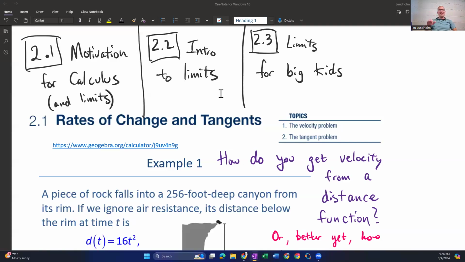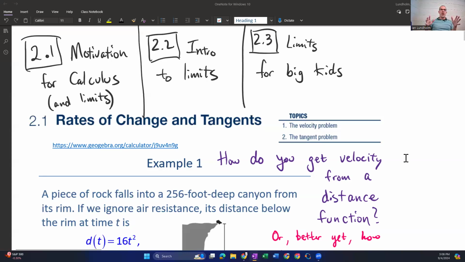2.3, I've labeled as limits for big kids. That one is just going to be the mathematical definition of limit using epsilon and delta. That's going to be good. Today, though, we're hoping to end roughly in the middle of 2.2 so that we can pick up from there on Monday.